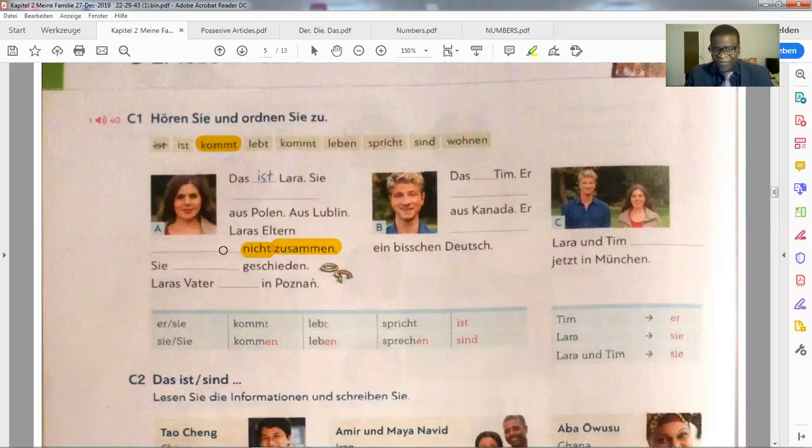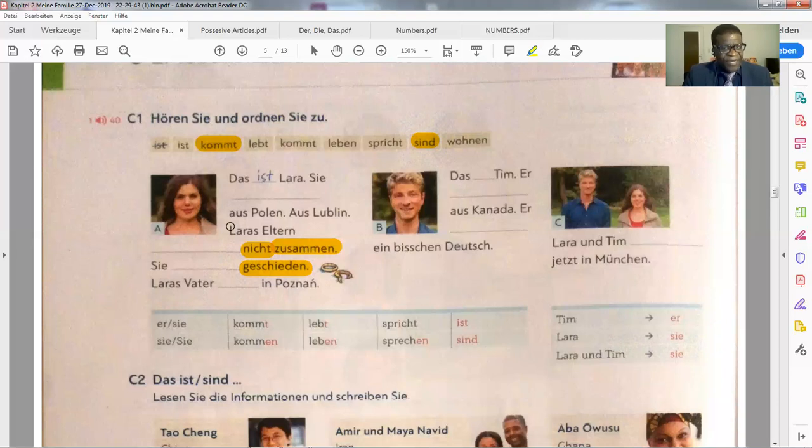They don't live together. We're going to leave it here because there's a CD. I don't want to make a mistake. We're going to get back to here and see what we can put. Sie geschieden. They are geschieden. Geschieden means, you can check here, divorced. So here, I'm confident. We're going to put sind, means are. They are geschieden. That is the parents of Lara.